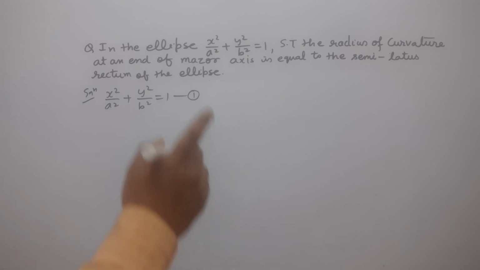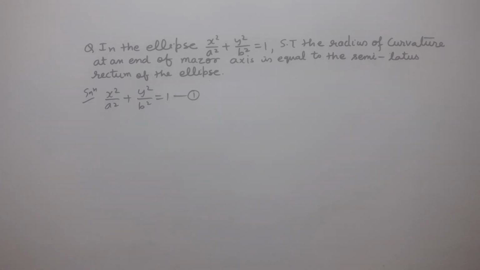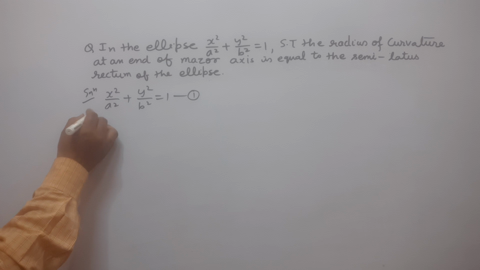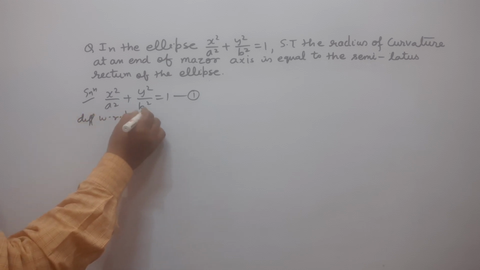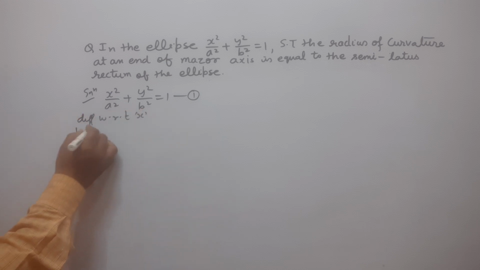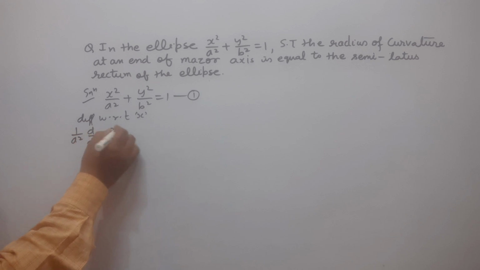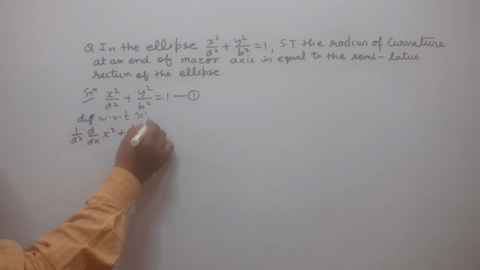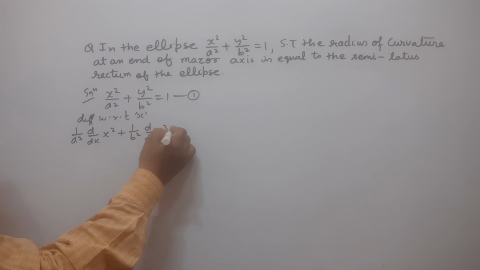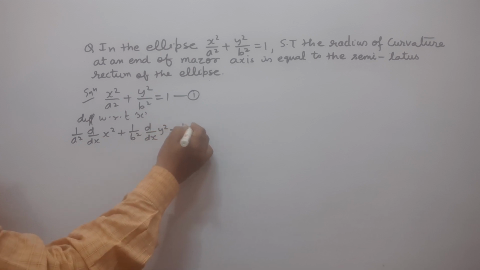Now we find the radius of curvature. So differentiate this with respect to x. So 1 upon a square d by dx of x square plus 1 upon b square d by dx of y square is equal to d by dx of 1.